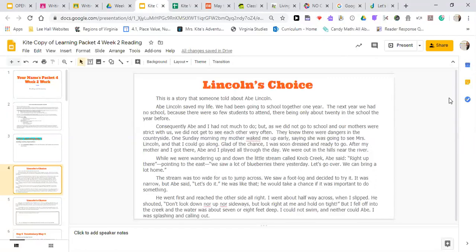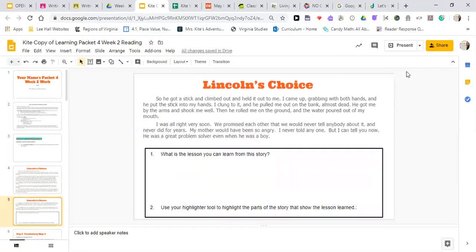But I fell off into the creek, and the water was about 7 or 8 feet deep. I could not swim, and neither could Abe. I was splashing and calling out. So he got a stick and climbed out and held it out to me. I came up, grabbing with both hands, and he put the stick into my hands. I clung to it, and he pulled me out onto the bank, almost dead. He got me by the arms and shook me well. Then he rolled me on the ground, and the water poured out of my mouth. It was all right very soon. We promised each other that we would never tell anybody about it, and never did for years. My mother would have been so angry. I never told anyone, but I can tell you now. He's a great problem solver, even when he was a boy.